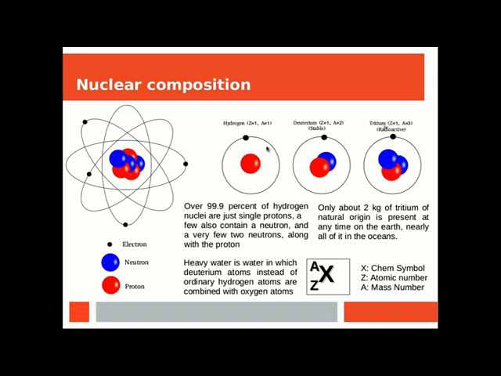The most abundant isotope is the first one. It is 99.9% in fraction, and the least abundant is tritium. Water, if made up of deuterium instead of hydrogen, is called heavy water. The way of representation of a particular isotope is like this. X indicates its chemical symbol, A is for mass number, and Z for atomic number.